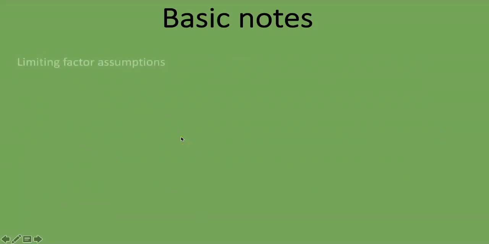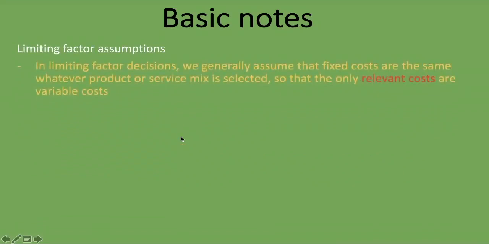Now, as we continue with the notes, the limiting factors assumptions that we are making when we are doing the analysis: in limiting factor decisions, we generally assume that fixed costs are the same whatever product or service mix is selected, so that the only relevant costs are variable costs. So when you're dealing with a limiting factor question, you will note that the only relevant costs here are variable costs, because we are assuming here that fixed costs will stay the same whatever product or service mix you choose to go with.